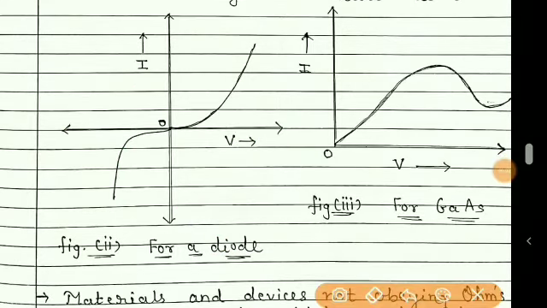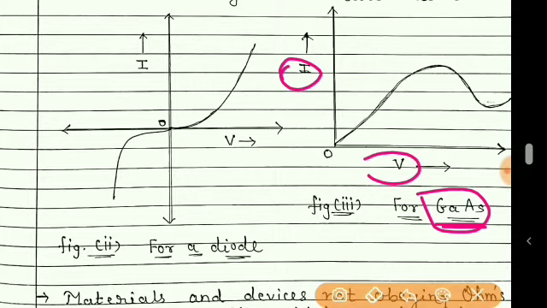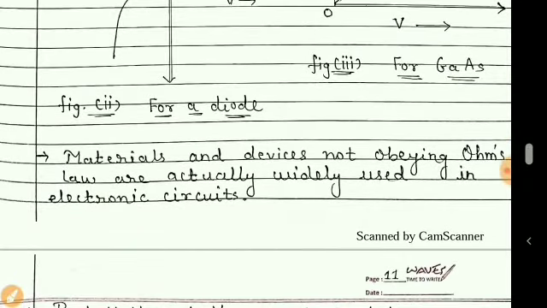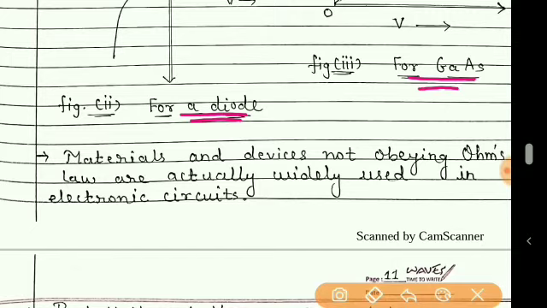Even gallium arsenide, that is GaAs, is also a semiconductor device. You can see the VI graph for this GaAs is also not a straight line, it is a curved line. So students, this type of materials which do not follow Ohm's law, they are widely used in electronic circuits because of this special property.